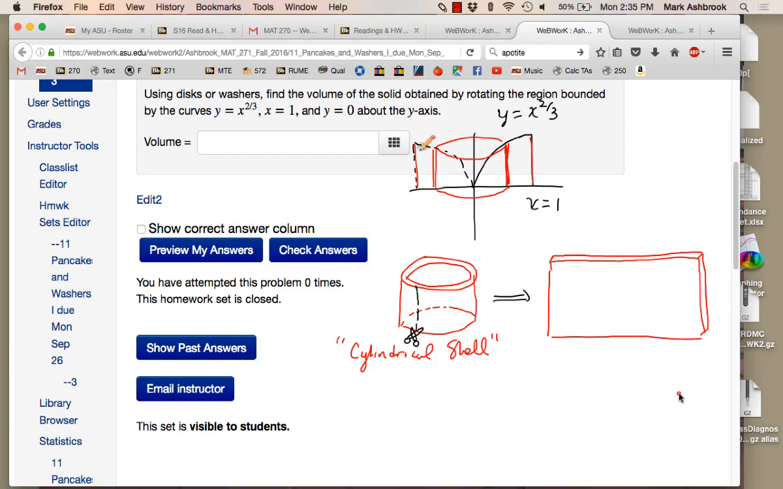And what do we get when you unfurl it? See that? So all it is just a box, right? It's just a rectangular prism. It's easy, right? What's the volume of that? Yeah, just length times width times height. So the volume of a cylindrical shell will always be length times width times height.